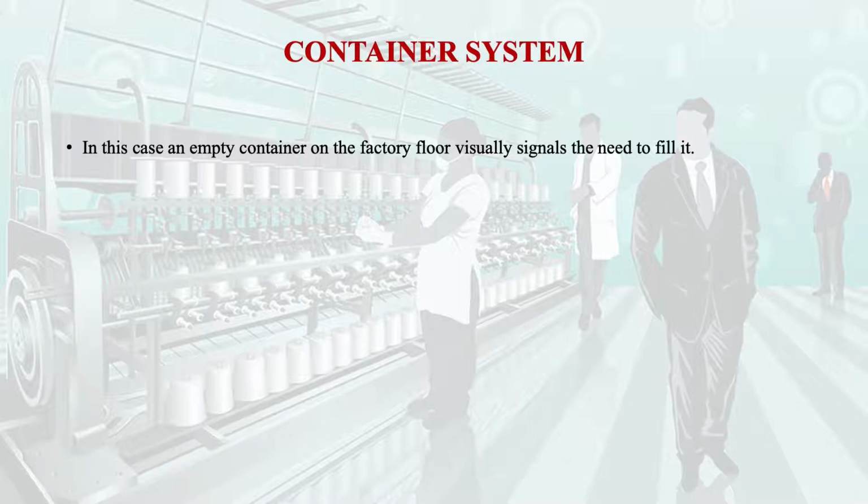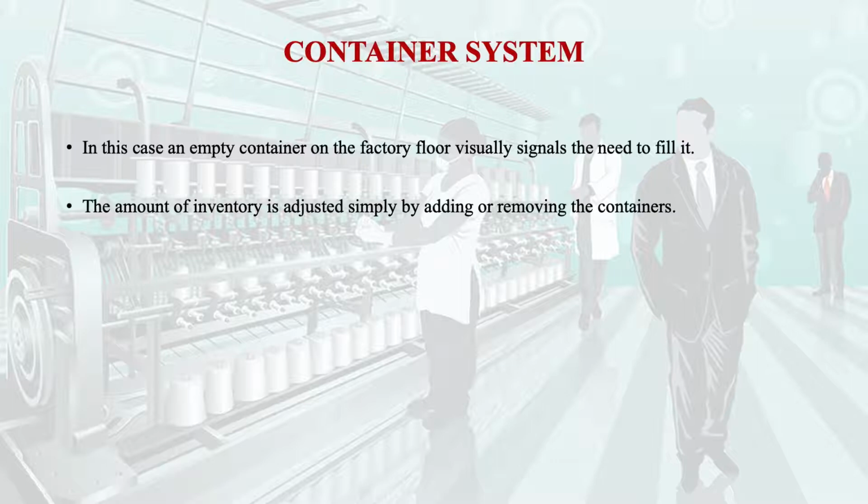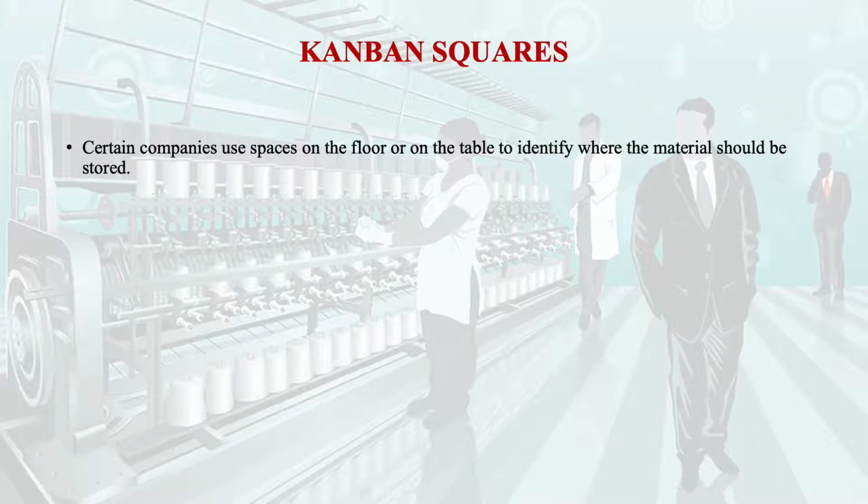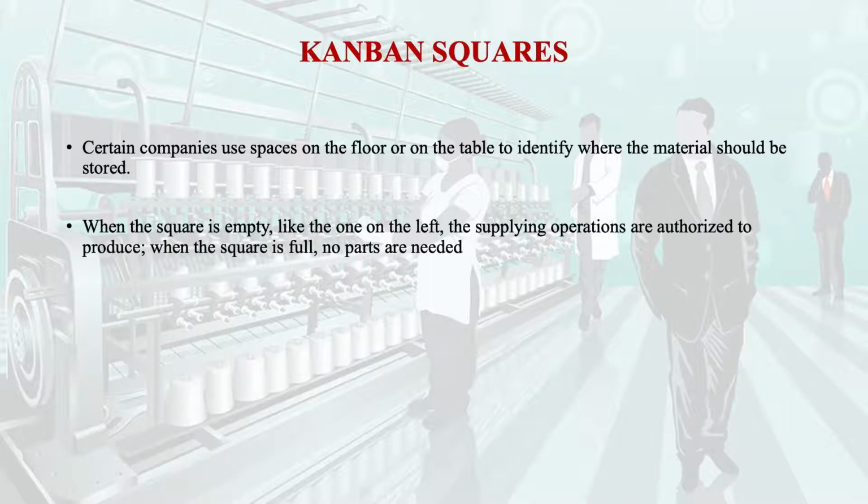If there is an empty container on the floor, it visually signals the need to fill it up. The amount of inventory is adjusted simply by adding or removing the container. In the case of Kanban square, certain companies use the spaces on the floor or the table to identify where the material should be stored. When the square is empty, like the one on the left, the supply operations are authorized to produce. When the square is full, no parts are needed.